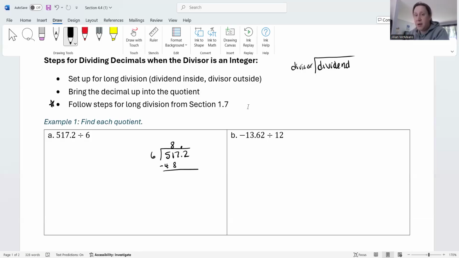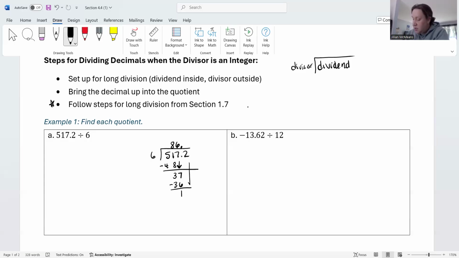Let's see, 51 minus 48 is 3. Drop down the next digit, which is a 7, and then just repeat this whole process. So 6 will go into 37 6 times. 6 times 6 is 36, so I subtract. Let's see, 37 minus 36 is 1.